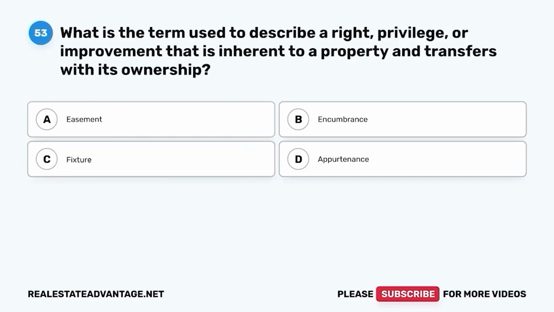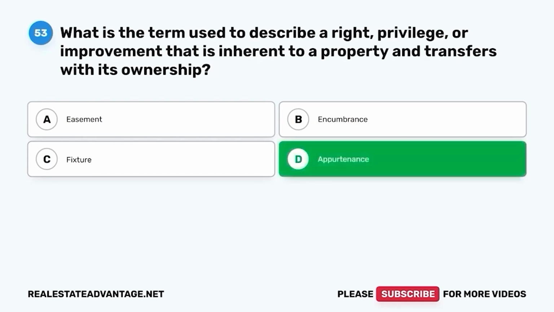Question 53. What is the term used to describe a right, privilege, or improvement that is inherent to a property and transfers with its ownership? A. Easement. B. Encumbrance. C. Fixture. D. Appurtenance.